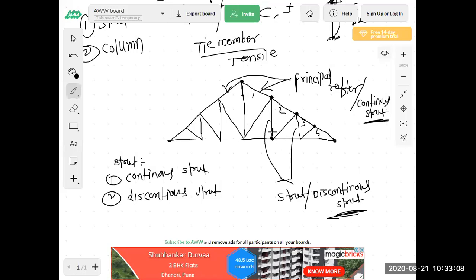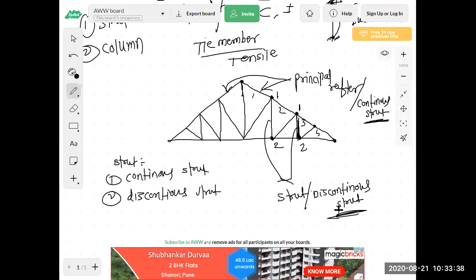Now you can see here, this member is not continuous between two joints. This is the first joint and this is the second joint. Similarly, this is the first joint, this is the second joint. So these members are discontinuous. Why are we calling them discontinuous? Because they have only two joints at the ends. So we are calling them discontinuous.